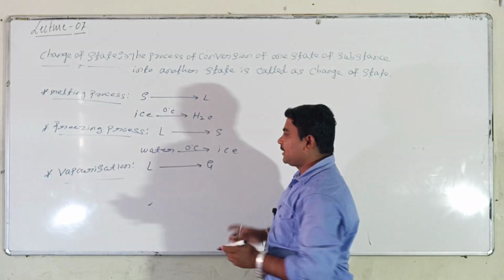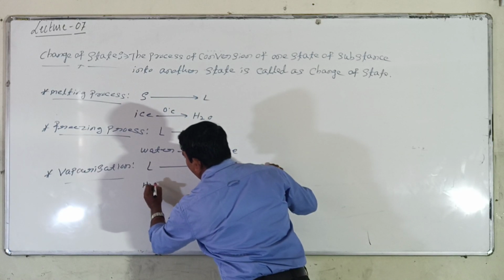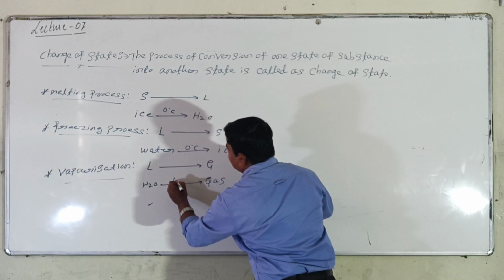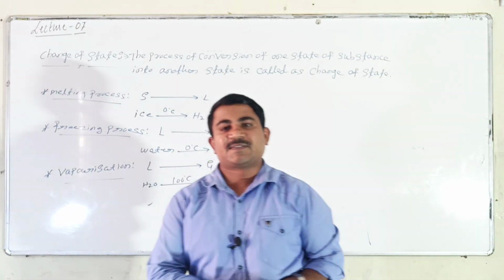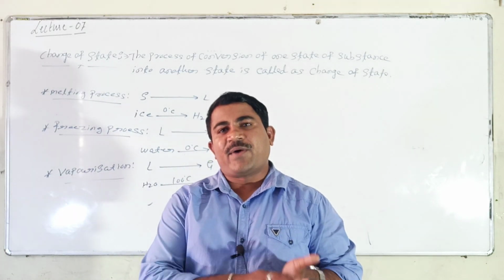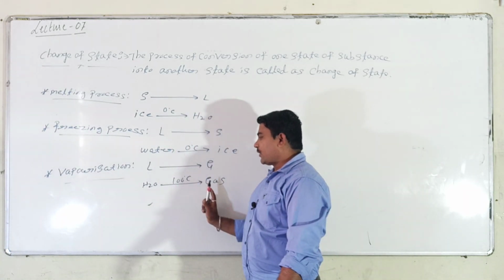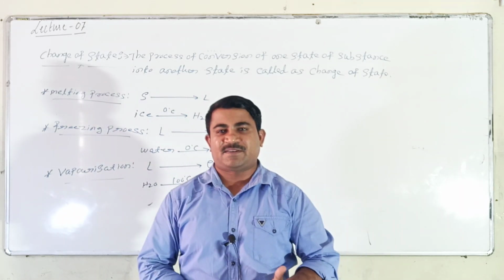See here, example I can take. The water, H2O. Water is converted into gas or vapor exactly at 100 degrees Celsius. Exactly at 100 degrees Celsius, water is converted into gas. I mean, during conversion of water into gas, always the temperature remains the same, because there is a reason.